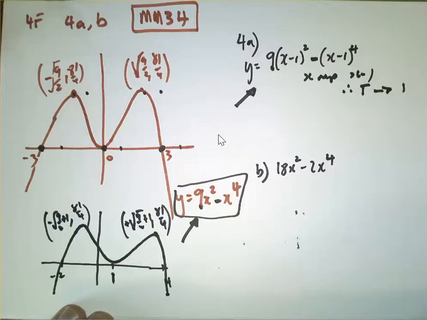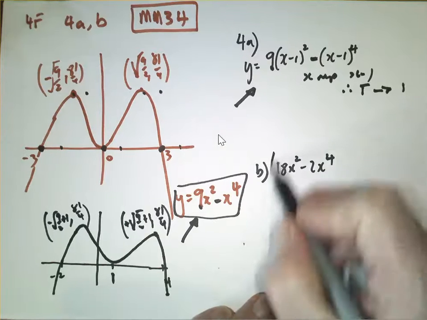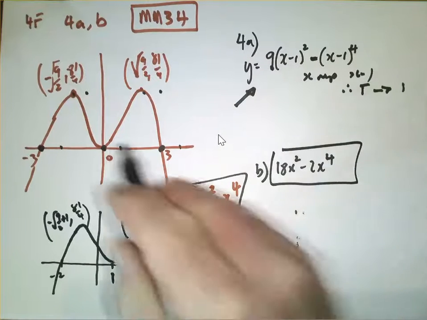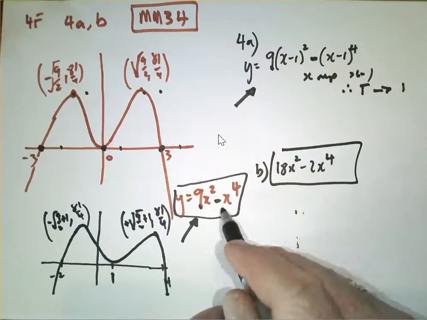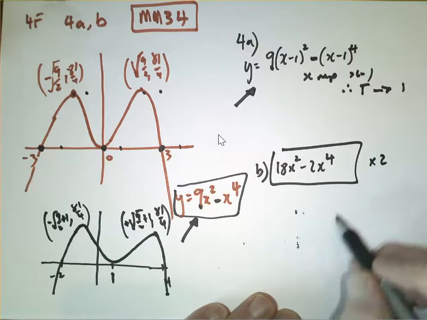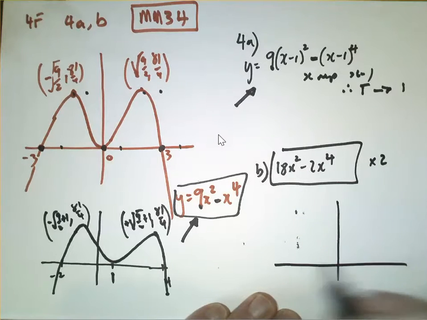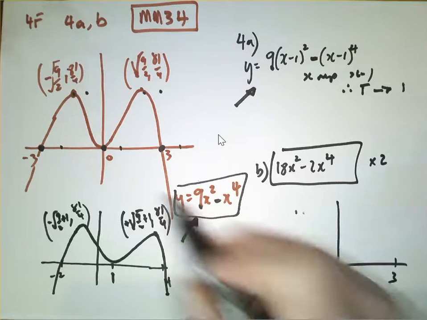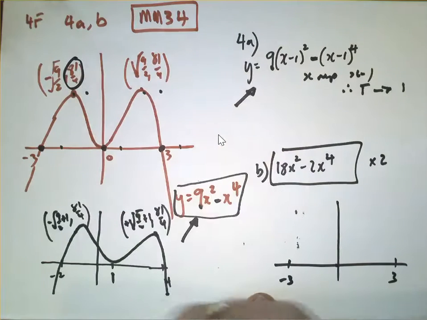If I'm looking at 4b, this is now my rule. And I know that this is what this curve is. And this has all been doubled. So the y value has been doubled. So my curve would be still at -3, 0 and 3, but instead of going up to 81 on 4, we're going to go up to 81 on 2.